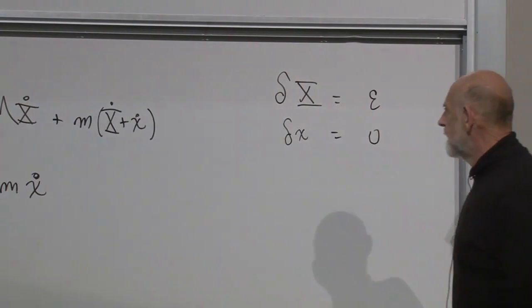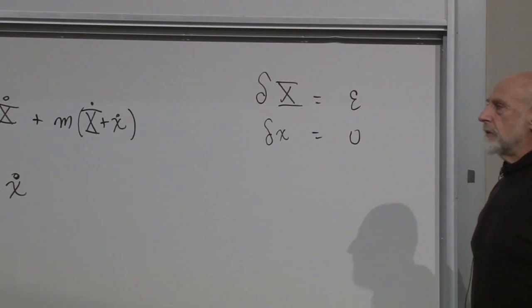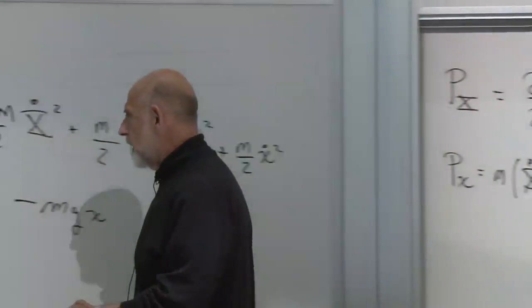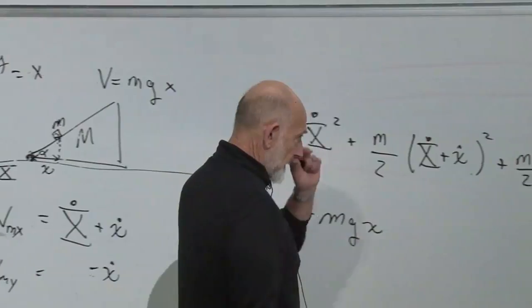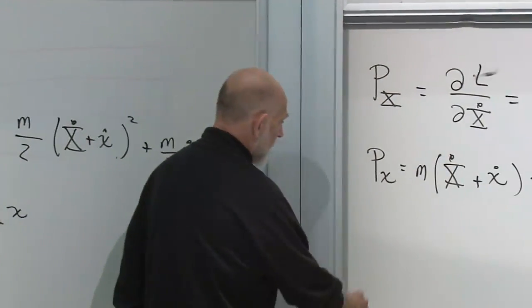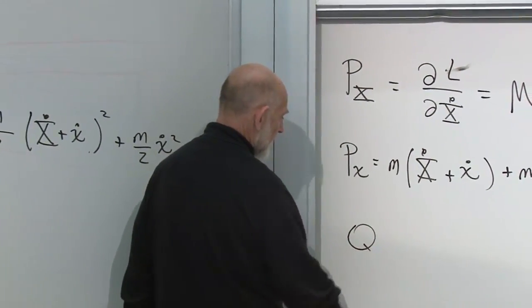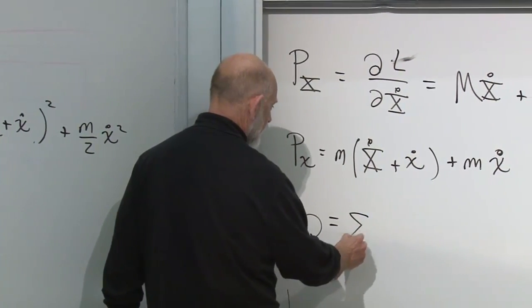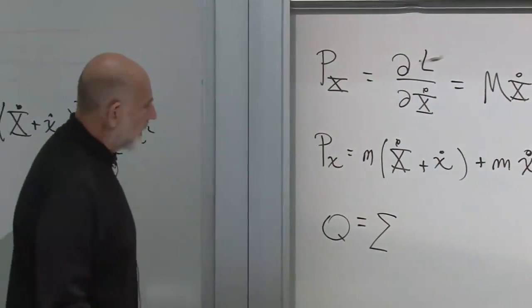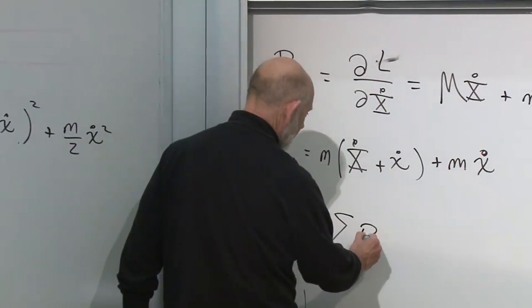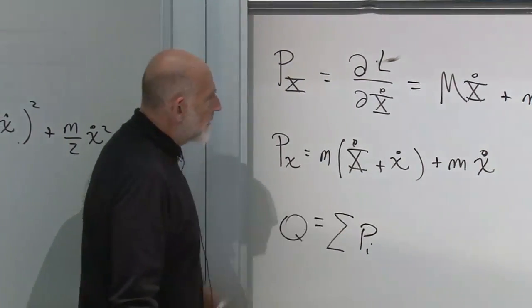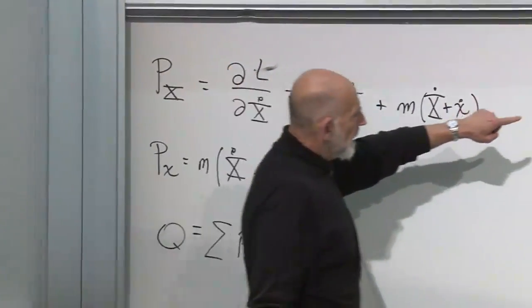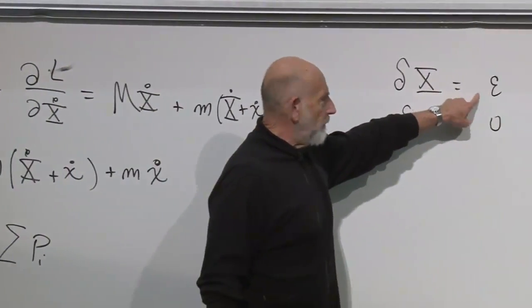Okay. Now let's work out the conserved quantity. There is a conserved quantity. We can be sure there's a conserved quantity just because it has a symmetry. And that conserved quantity, Q, is equal to the sum over all the coordinates of the corresponding momentum times the little change in the corresponding coordinate. What is the f function for this here?